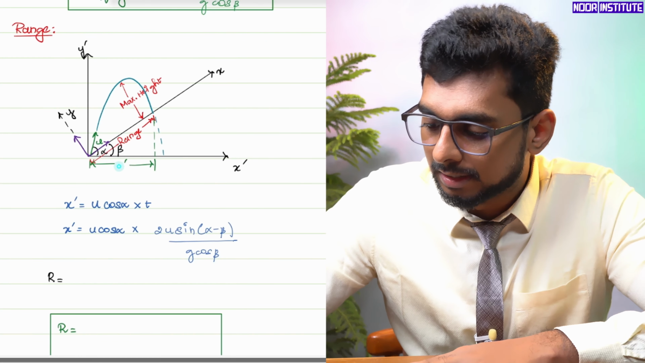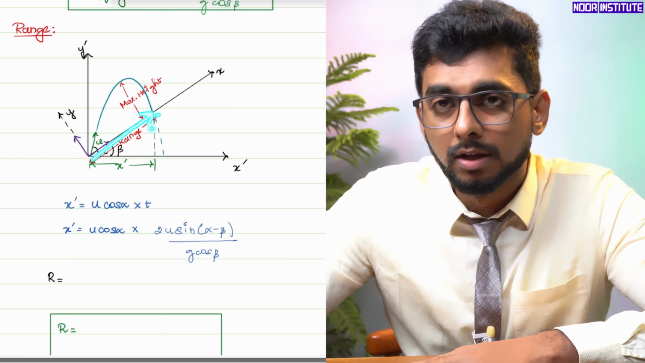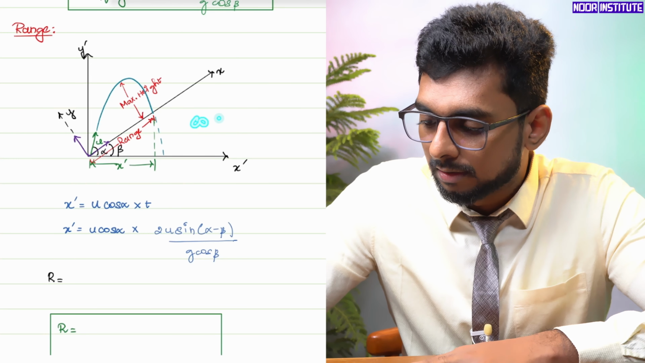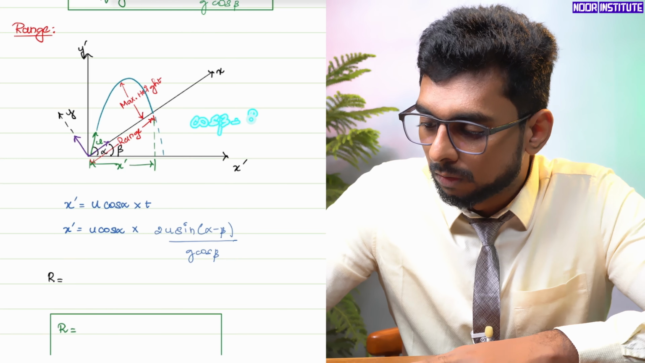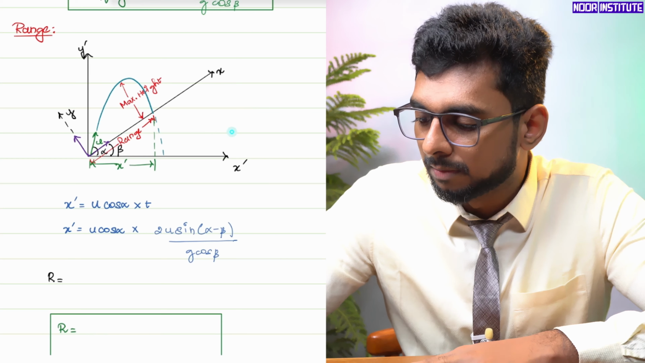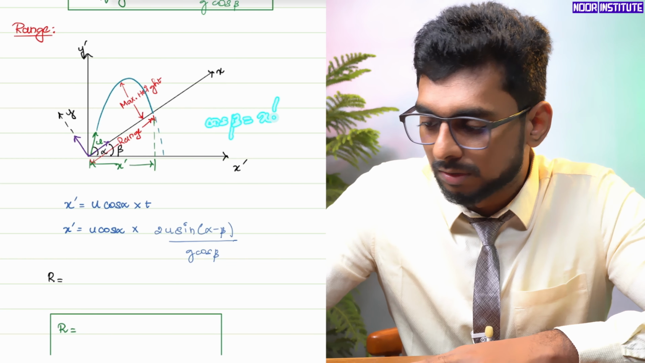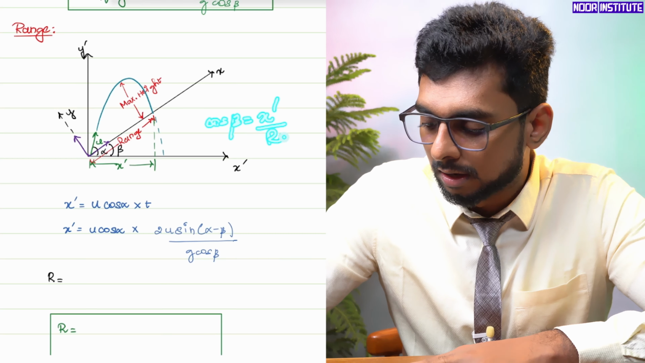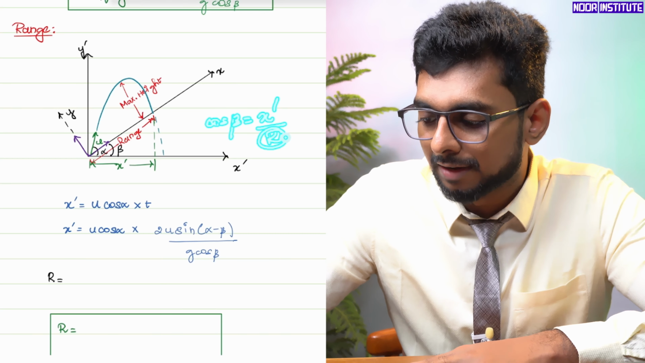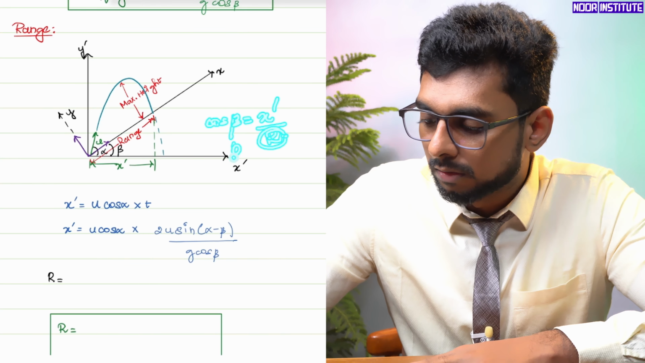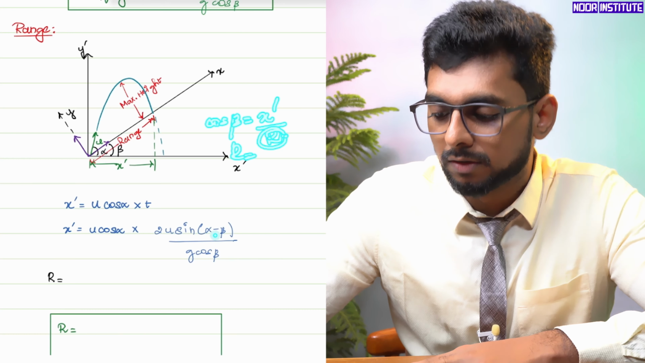What I need to find here is actually the range. Fine. So here cosine beta will be equal to x dash, which will be my adjacent, divided by r, right? So I need to get the r, therefore r is equal to x dash divided by cosine beta, right?